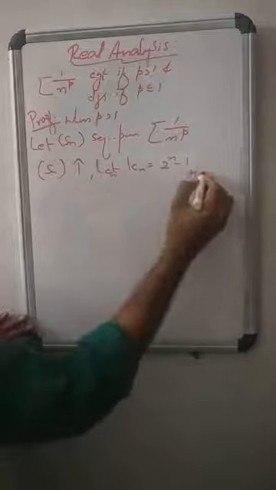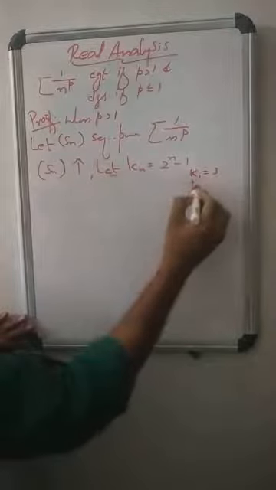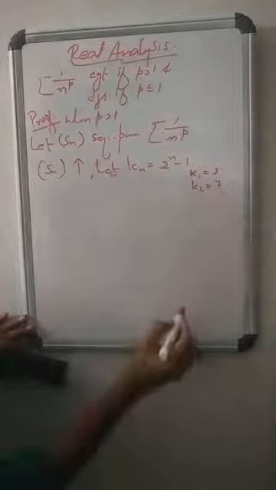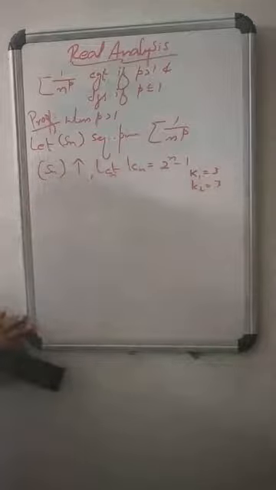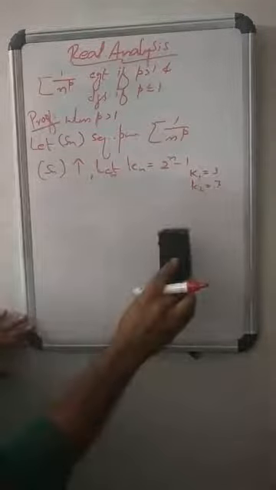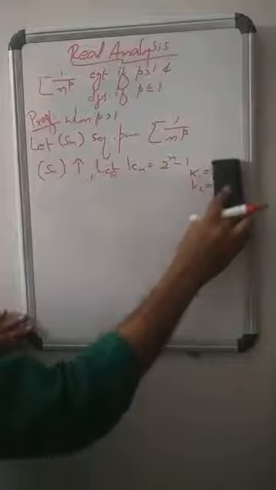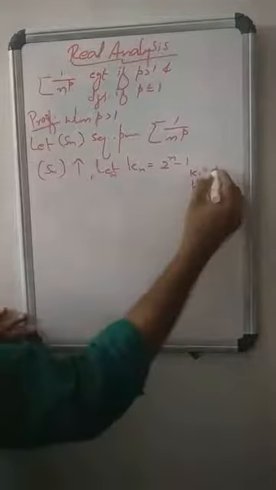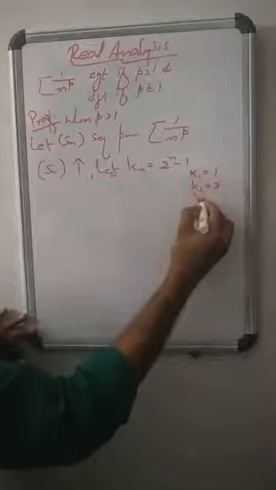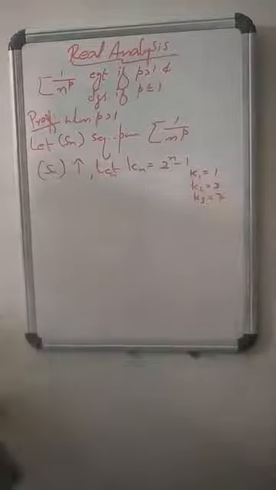K1 is 3. Agreed? Okay. What is K2? K2 is 7. Agreed? Sorry, K1 is 3. K2. What is K1? K1 is 1. Not K1, sorry. K1 is 1. What is K2? K2 is 3. What is K3? K3 is 7 and so on.